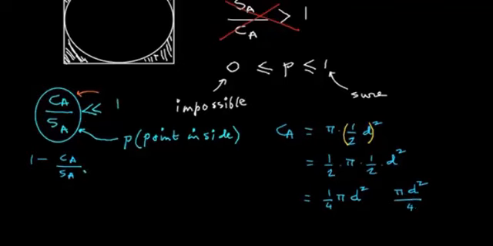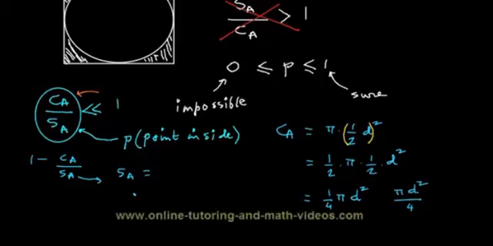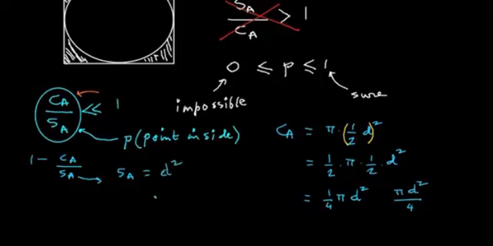Let's talk about SA now. So it would just be D times D. That will be D squared. So it's just 1/4 pi. See the fun? The answer is independent of D.